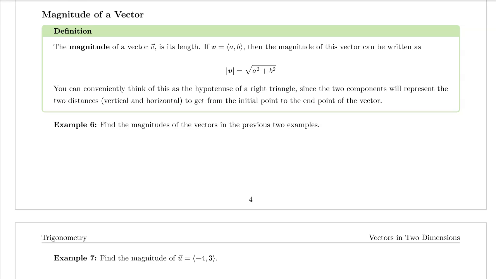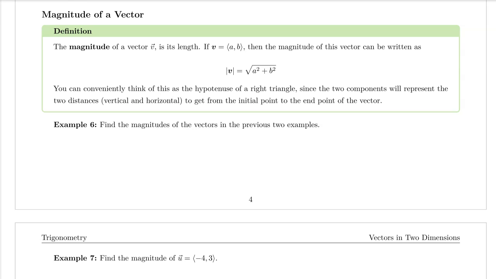So finally, we can start to talk about how we find the magnitude of a vector, which is essentially the vector's length. So the magnitude of a vector v is its length. If vector v is equal to a comma b, then the magnitude of this vector can be written with these absolute value bars. If we have a vector v, then its magnitude, we put these vertical bars around it, and it's given by this formula where we have the square root of a squared plus b squared.